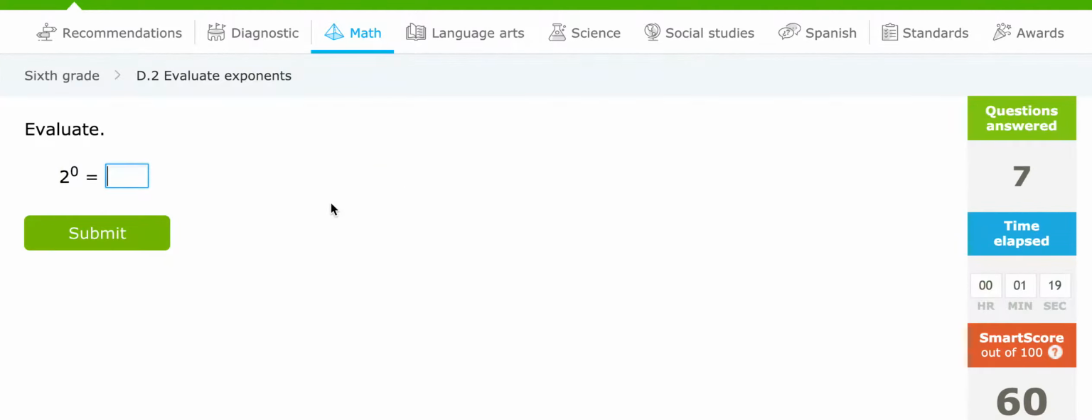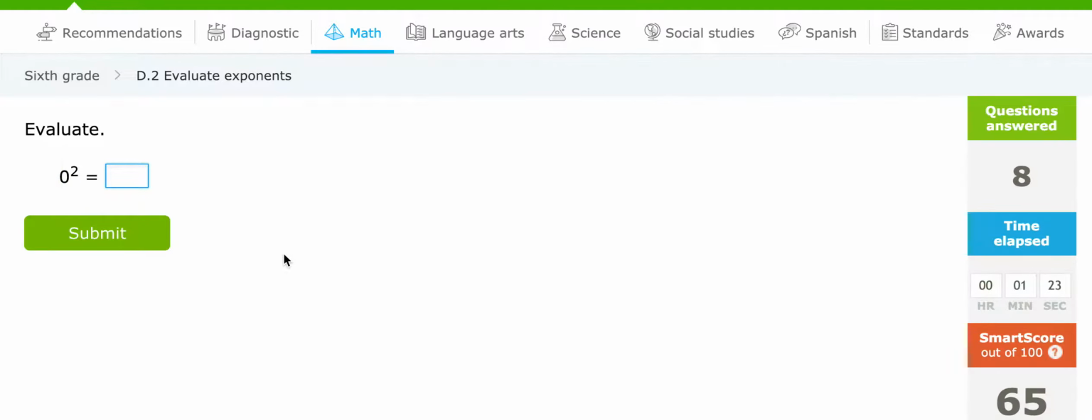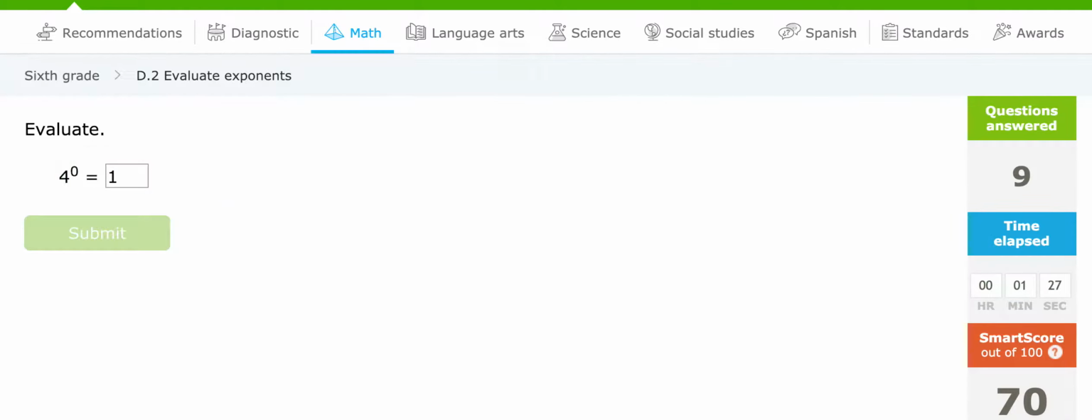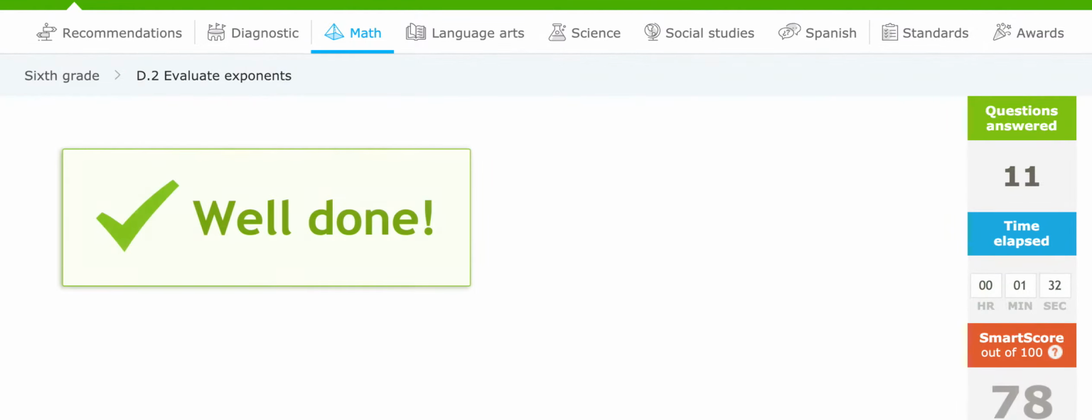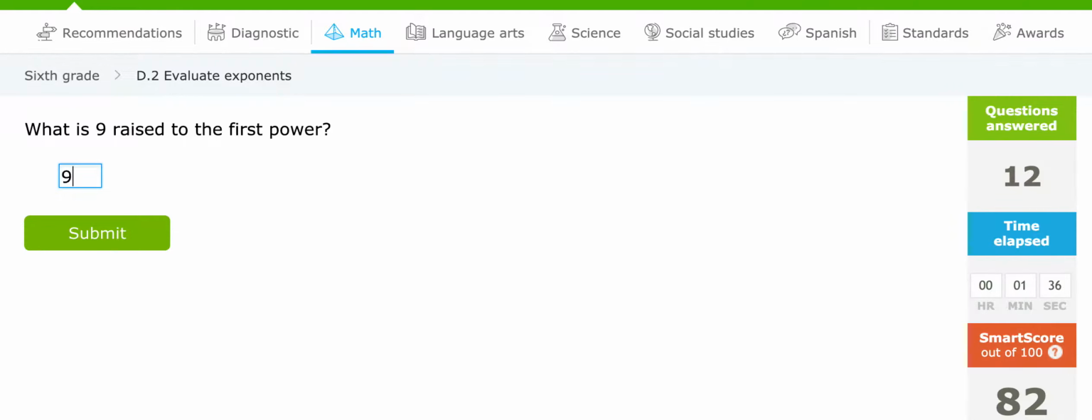Okay? 2 to the 0 is going to be 1. 0 squared is going to be 0. This will be 1. 2 to the 5 is 32. 2 to the 1 is 2. 9 raised to the first power is still going to be 9. Right? These are relatively simple.